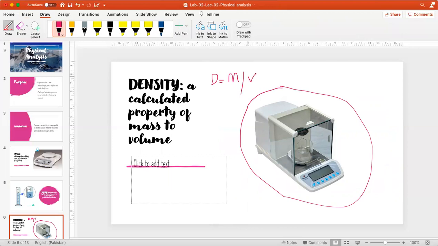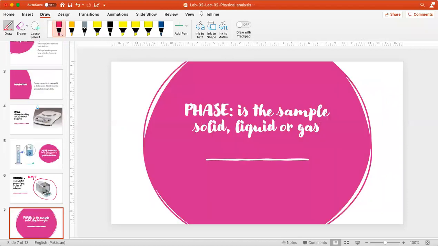Then we come to the phase. Phase means the state of the object, the state of matter: solid, liquid, or gas. We can observe it by just looking at the object, and we can explain the state of the sample.